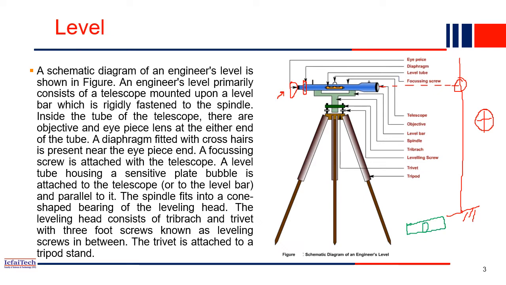If the instrument is exactly leveled, then what will happen? This bubble will be at the center of this spirit. You can see it is a very small rectangular shape, right? And here is the spirit. If all three legs are exactly level with the ground surface, parallel to the ground surface, in that case this bubble will be just at the center.